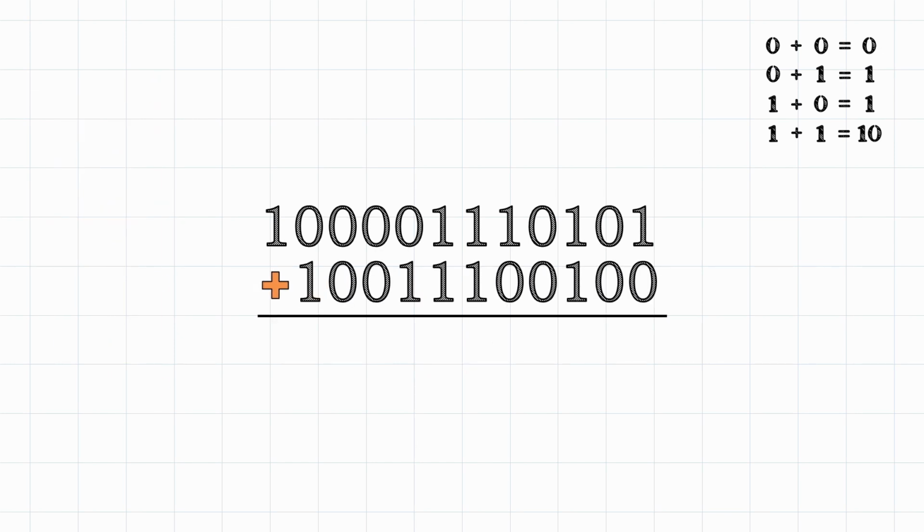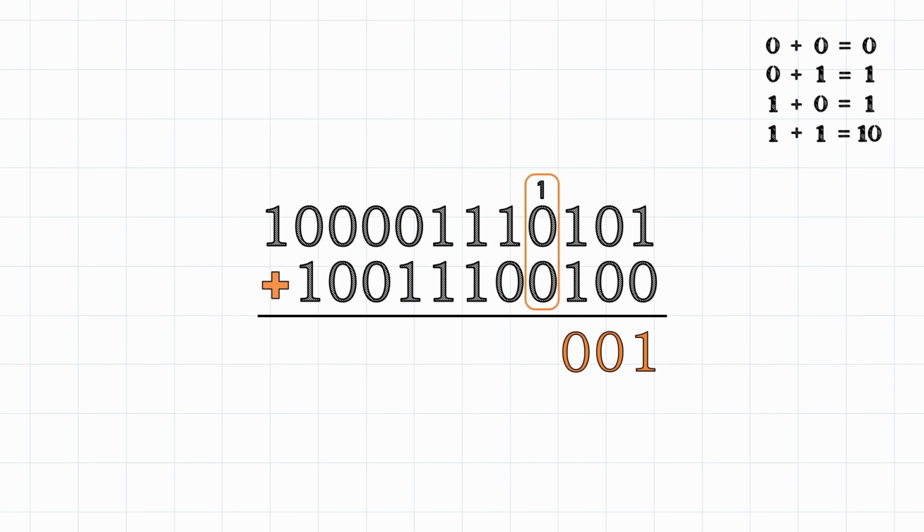Let's add these numbers from right to left just as we did with decimal. First, we add the rightmost digits. Looking up the addition table, we know that 1 plus 0 is 1. We now add the next digits, which is 0 plus 0. Refer to the table and note the result. Next, we add 1 plus 1, which gives 10. Since it's a two-digit number, we note down the 0 and carry forward the 1.